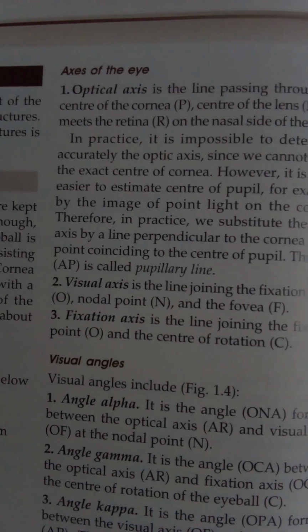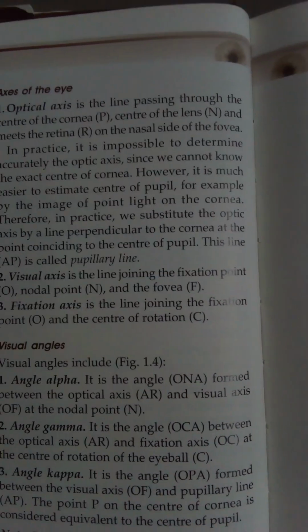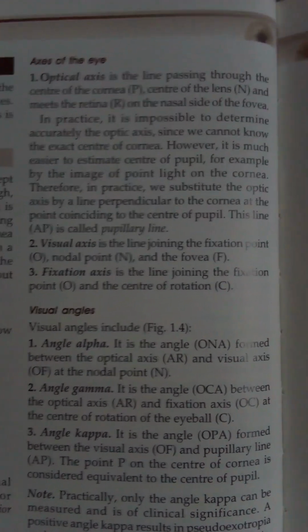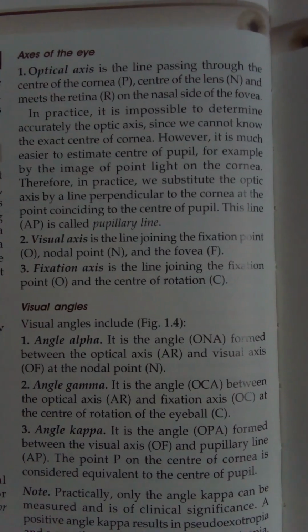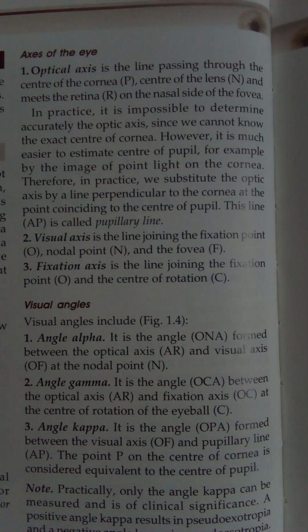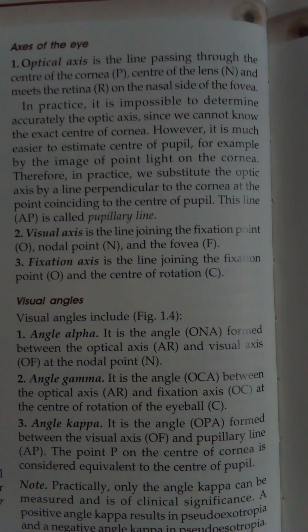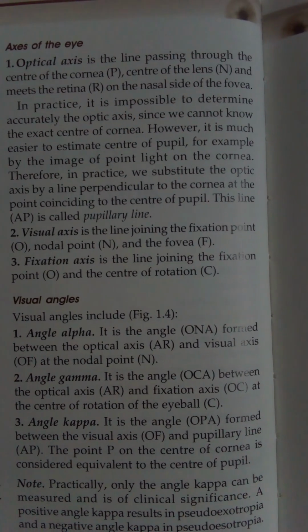Axes and angles of the eyeball. The eye has three principal axes and three visual angles. Axis of the eye: the optical axis is the line passing through the center of the cornea P, the center of the lens N, and meets the retina on the nasal side of the fovea. The fovea is the central part of the retina where the visual acuity is highest.